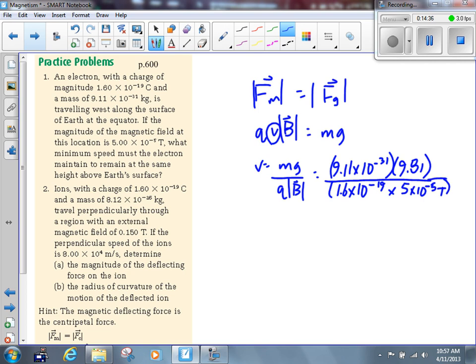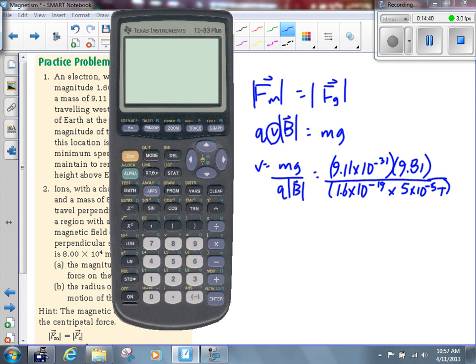Let's pull out the calculator, and we'll do this as a group just to make sure that we don't mess up with the denominator here as we're dividing. Let's say 9.11 times 9.81. Let's get a number on the top there. Let's divide it by the bottom. But when we divide by the bottom, let's use brackets.